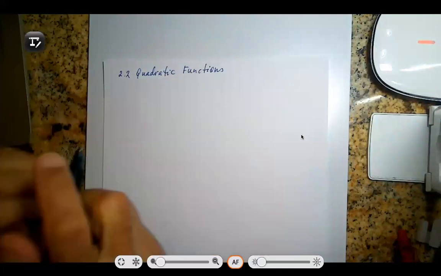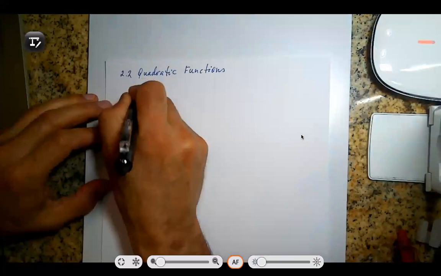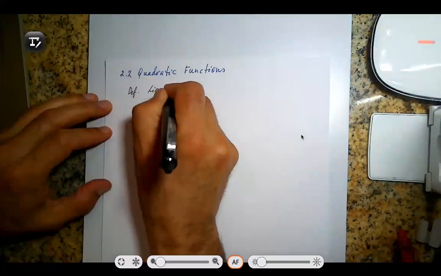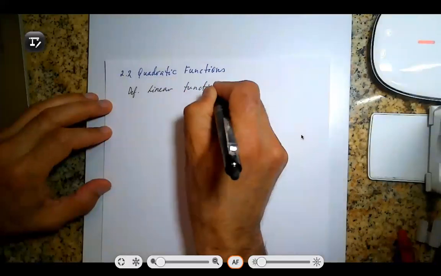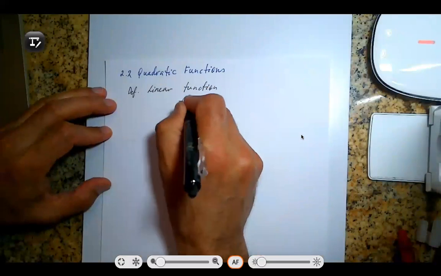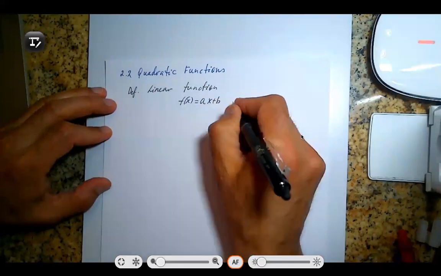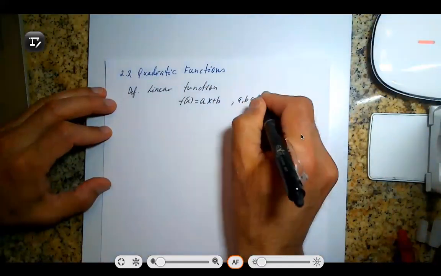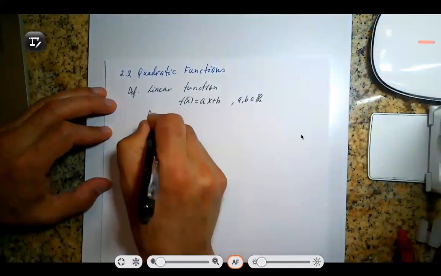Before the quadratic, let's remind the linear function. Linear function: f of x equals ax plus b. a and b are real numbers. Domain of it, all real numbers.